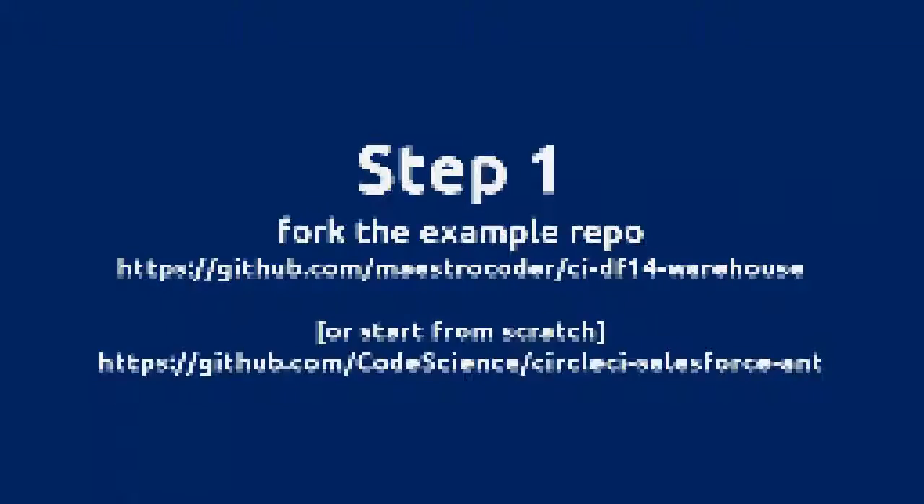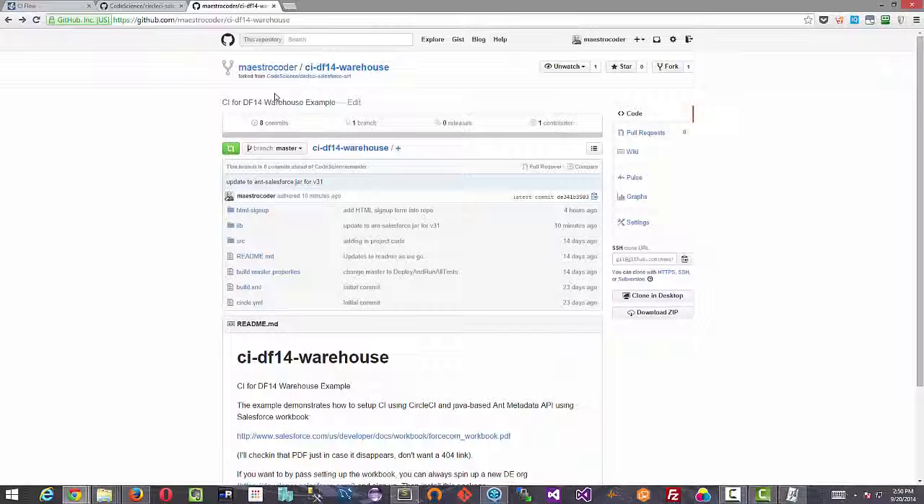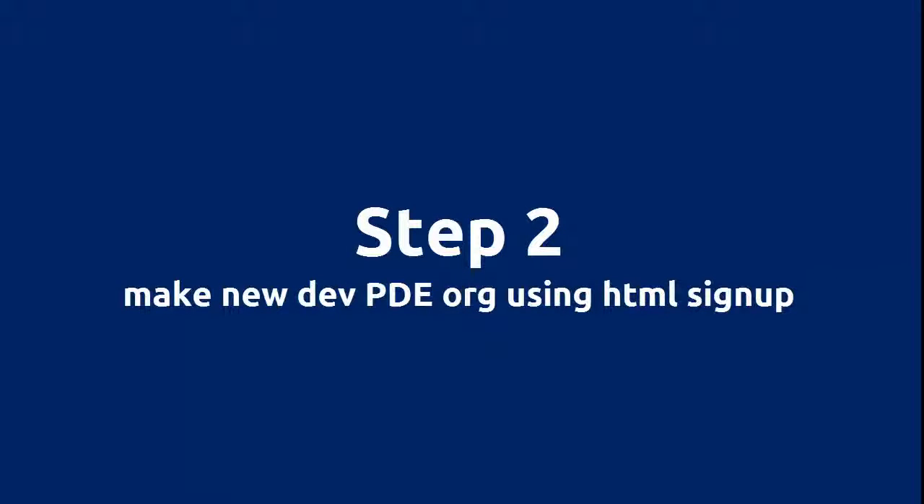Go to our public repo to see a working example of our Cloud CI project. We'll cover the complete setup in future videos, but to get started, look at the Circle YAML and Ant build XML file. Step 2. Make a new dev PDE org using the html-signup form.